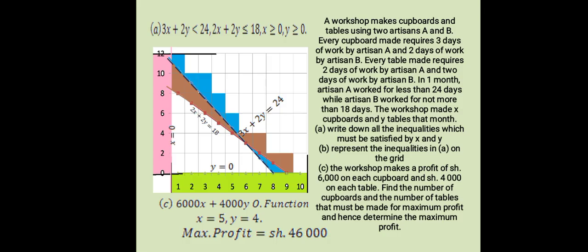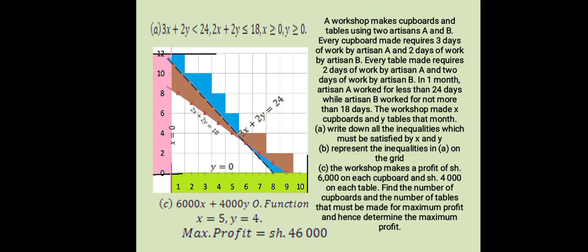A workshop makes cupboards and tables using two artisans A and B. Every cupboard made requires 3 days of work by artisan A and 2 days of work by artisan B. Every table made requires 2 days of work by artisan A and 2 days of work by artisan B. In 1 month, artisan A worked for less than 24 days, while artisan B worked for not more than 18 days. The workshop made X cupboards and Y tables that month.